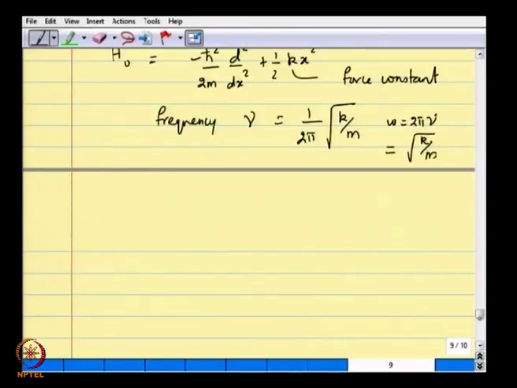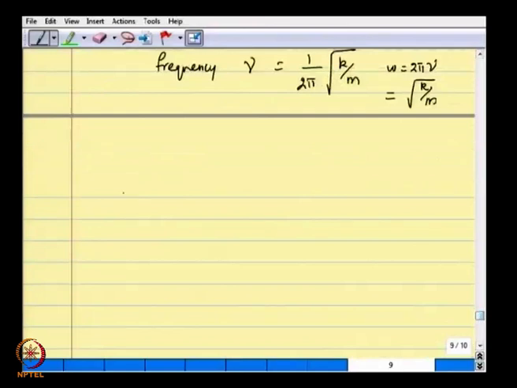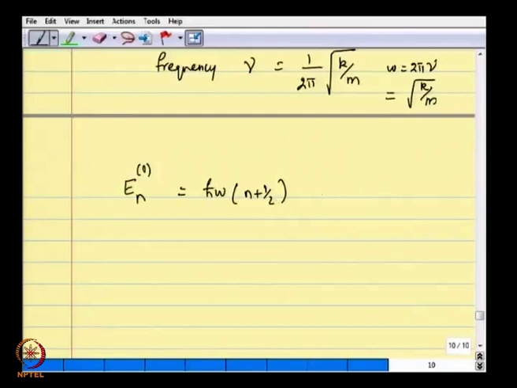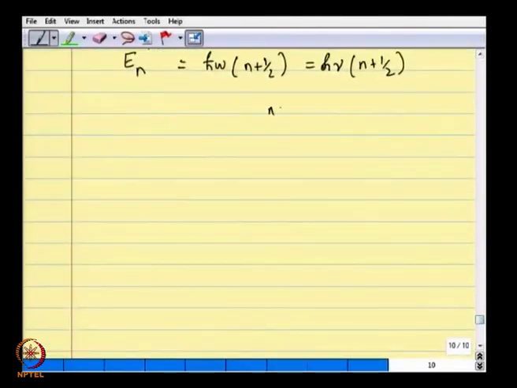And in terms of the frequency of the oscillator nu, it is 1 by 2 pi square root of k by m, or omega, which is 2 pi nu, the angular frequency, is equal to the square root of k by m. Okay, recall these results, and the 0 order energy E n 0 is h bar omega times n plus a half, where n is the quantum number, equal to h nu times n plus a half, depending on what unit of energy or frequency that you use. n goes from 0, 1, 2, 3, etc. And therefore, you see here the index takes 0 as the starting value. This is the lowest energy. Okay.